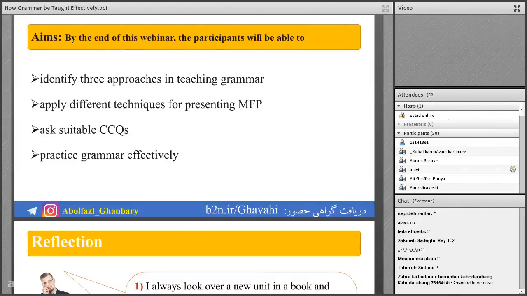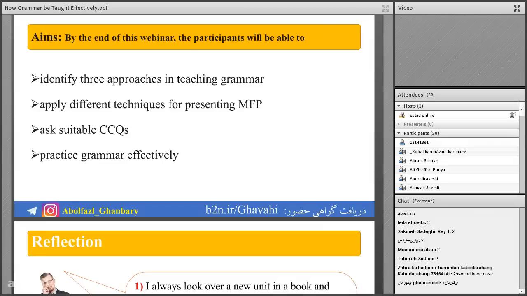And the aims of the session, as you see again, are these four you are now reading this session. The first one, to identify three approaches in teaching grammar. What are the general approaches in teaching grammar? And the second one, apply different techniques for presenting MFE. In teaching grammar, we should present MFE like teaching vocabulary, like teaching function, meaning, form, pronunciation, and ask suitable CCQs and practice grammar effectively.